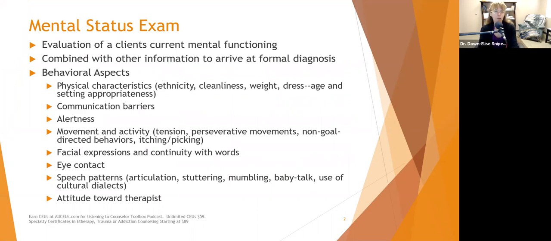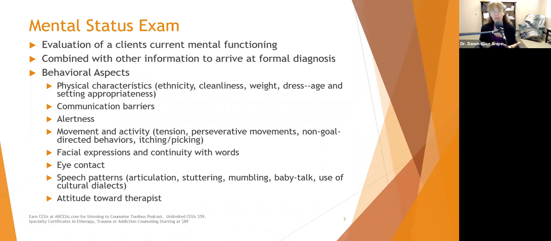The first thing that we're going to talk about in this review is how to conduct a mental status exam and kind of why we do it. Obviously, a mental status exam is giving us information about, guess what, the client's mental status. It's an evaluation of the client's current mental functioning when they're in your office. You can combine this information with other information that you glean during the screening or the assessment in order to arrive at a formal diagnosis.